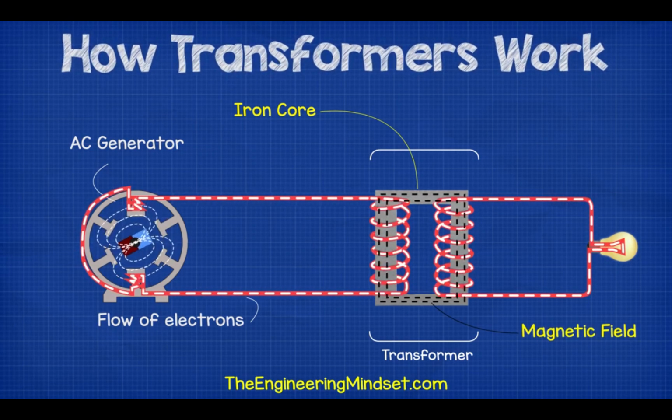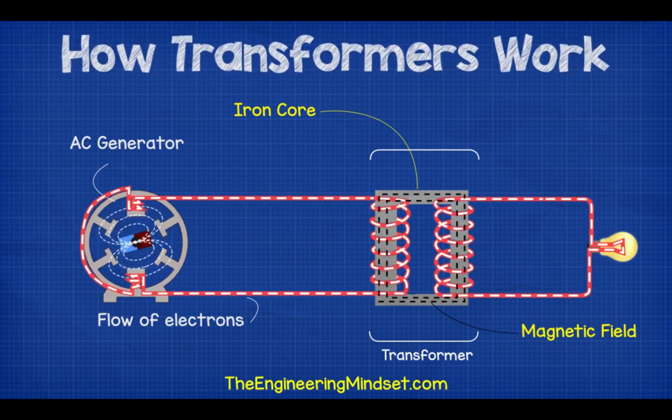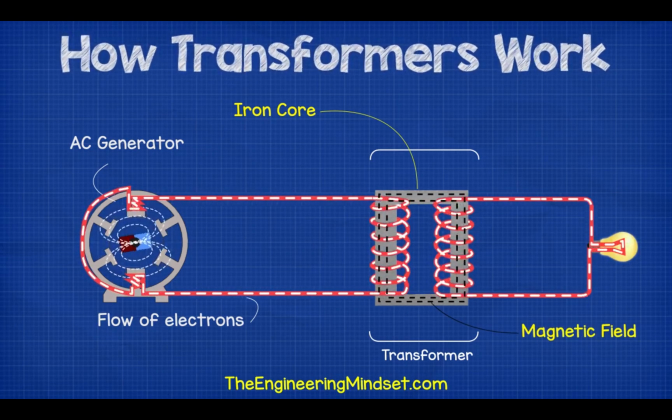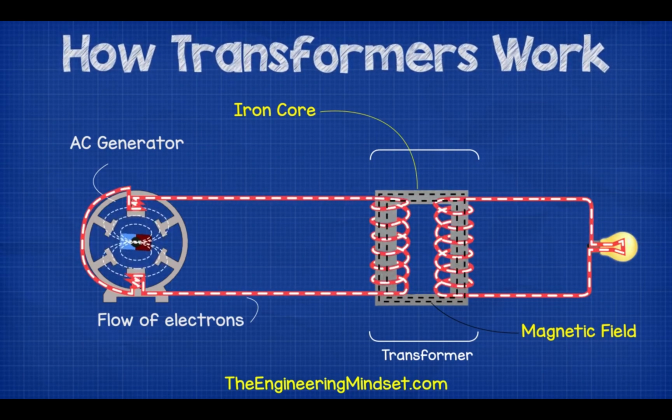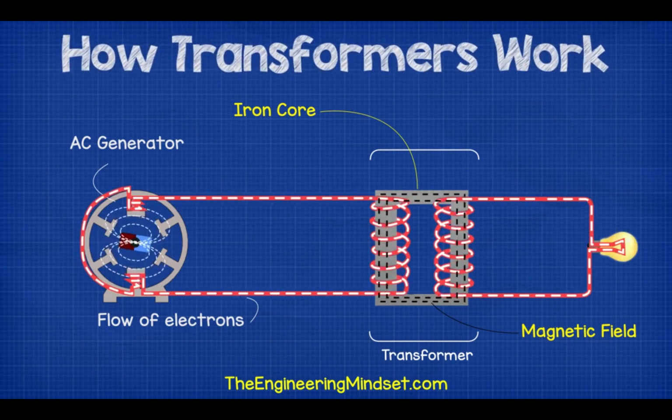Now this loop guides the magnetic field along a path to the secondary coil so that they will share the magnetic field, and this makes the transformer much more efficient.